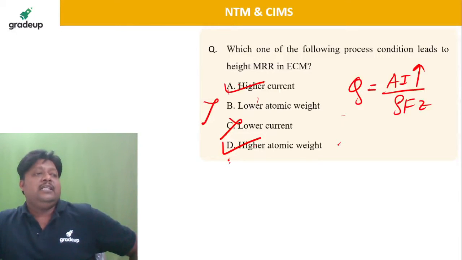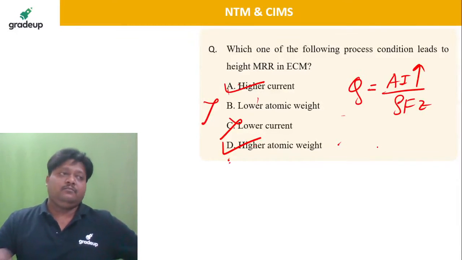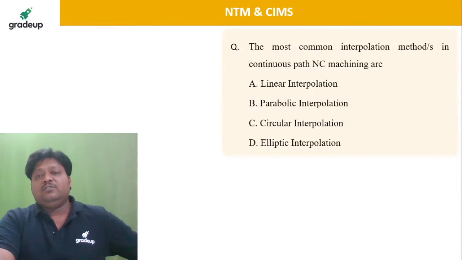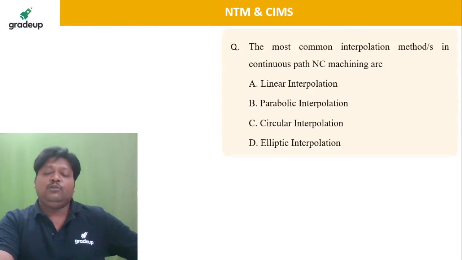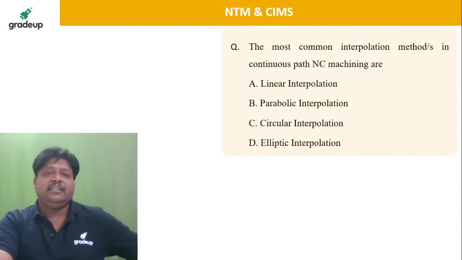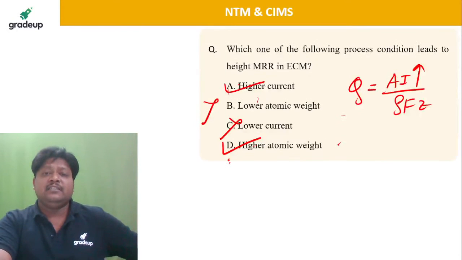A and D are correct. I hope it is clear. Akhilesh, Indra Kumar. So dear students, on these notes, definitely I will try to have one more session for the CIMS. Yes, Ahmedabad and Delhi are correct. A and D are correct. Lower the atomic weight? No. Gram atomic weight also higher, then you will get the higher MRR, directly proportional.